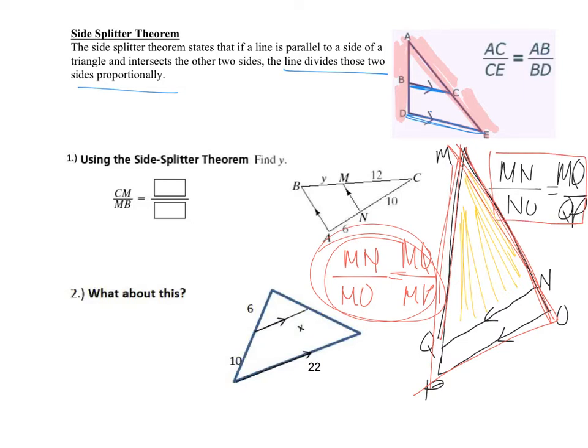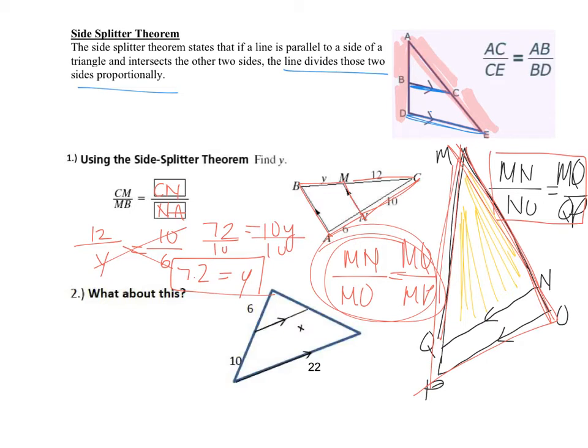Okay, let's look at example number 1 here. Use the side splitter theorem to find y. If we know that MN is parallel to AB as it is marked, then the ratio of CM to MB would be the same as the ratio of CN to NA. So let's fill this in. CM is 12, MB is Y, CN is 10, and NA is 6. Let's cross multiply. 12 times 6, that's 72. It's going to equal 10y. Divide by 10 on both sides. So y is 7.2.